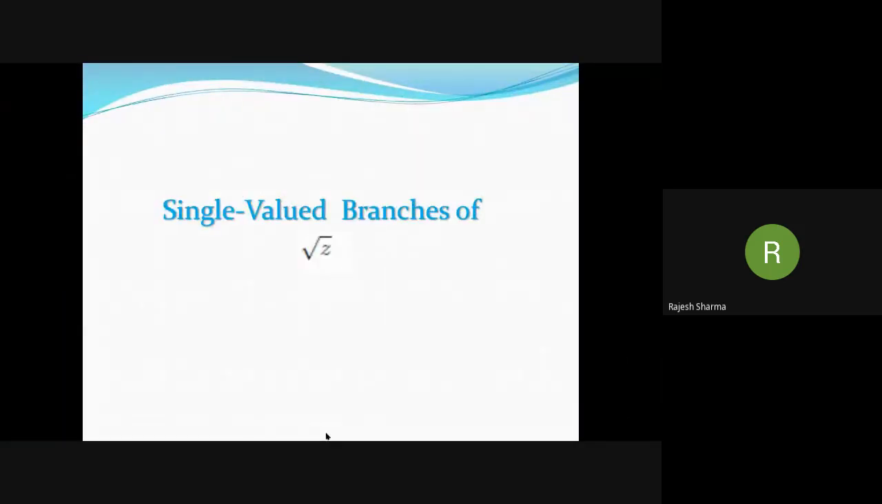Yes, single valued branches of root z. By definition of function, all the functions must be single valued. That is, if in f(z) we put one value of z, then we must get one and only one value of f(z). The same is true for analytic functions.